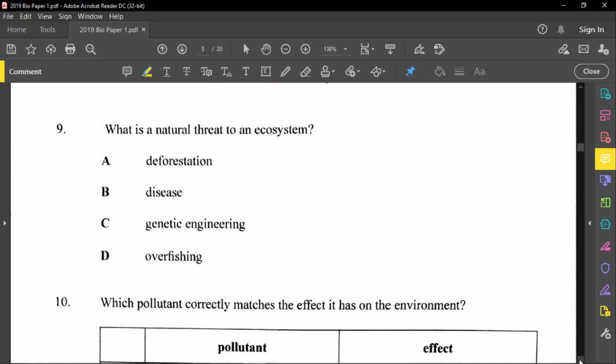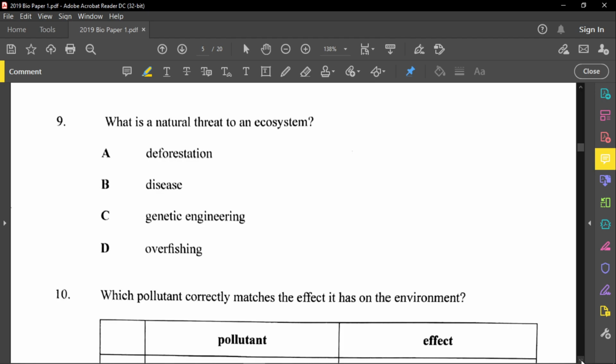And so question number 9 says, what is a natural threat to an ecosystem? So natural threats to any ecosystem are those things that are not caused by man. And so deforestation is an action caused by man, cutting down trees, especially more than what they can grow. And so the area will become barren, or lack plants. And so disease is something that we cannot control, and that's a natural thing to have in an ecosystem. So number 9 will be B.